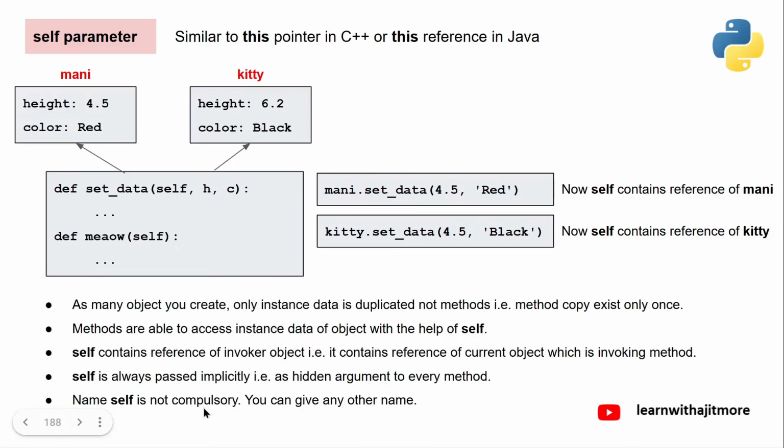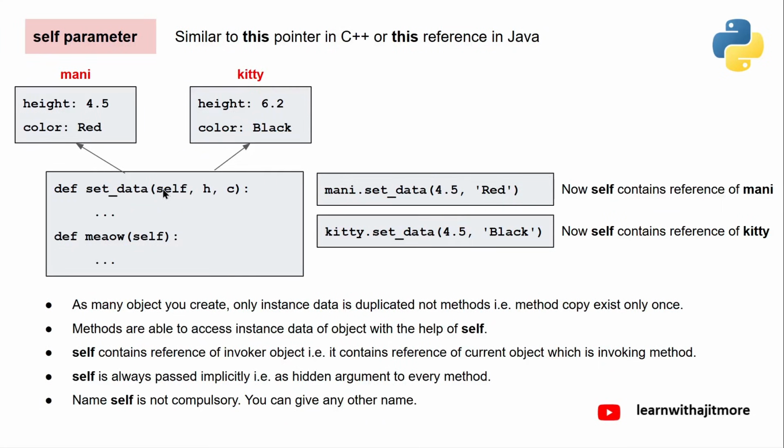And the name self is not compulsory. You can give any name, but that parameter is compulsory. You have to give that parameter. The parameter is compulsory; the name is your choice. You can give any other name. Therefore, there should not be any confusion.